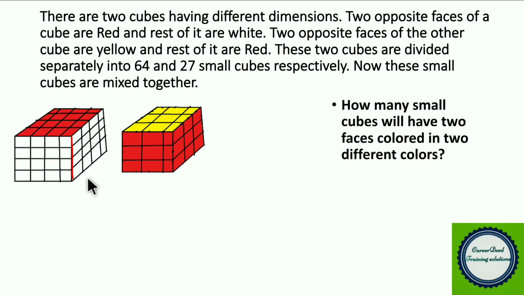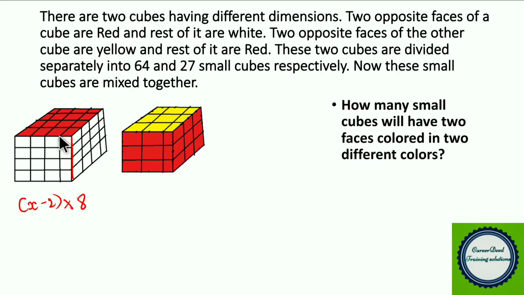So what is the formula to find cubes painted in two colors? It is x minus 2 into the number of edges, right? Here the value of x we already found, that is 4. So x minus 2 into the number of edges. Here the total number of edges is nothing but 8, right? So you have to consider top and bottom.